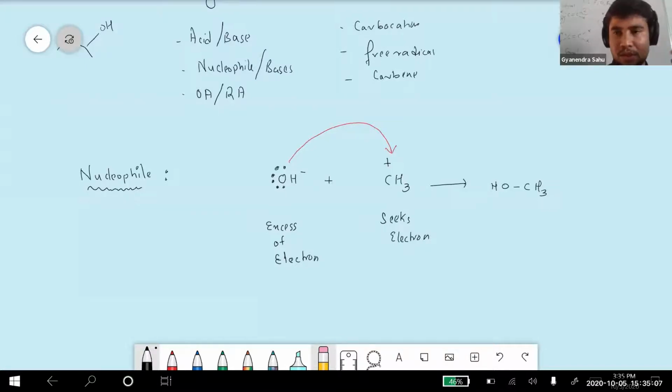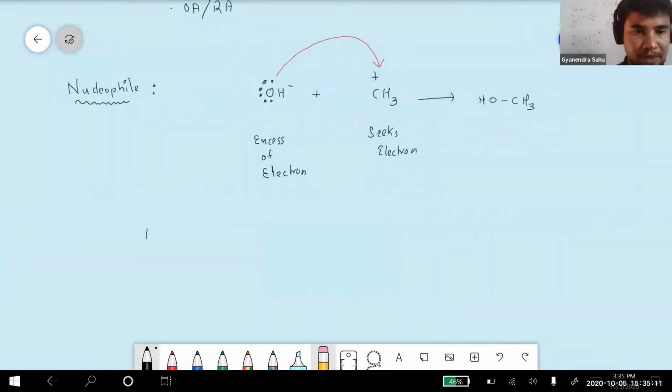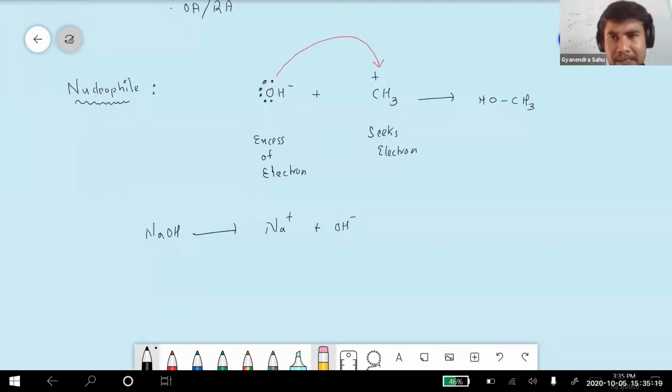This OH minus was the same thing that you were actually getting if you take NaOH. Just imagine, or remember what you would have studied earlier. If this NaOH gets broken down in water, it gives you Na plus and OH minus. Doesn't that make it a base? It does, right? So it is actually a base. But then why is there a new name which we use to call it by, that is nucleophile?